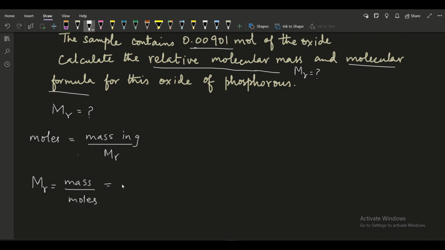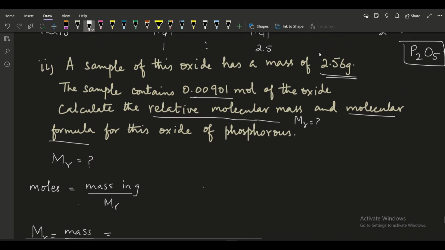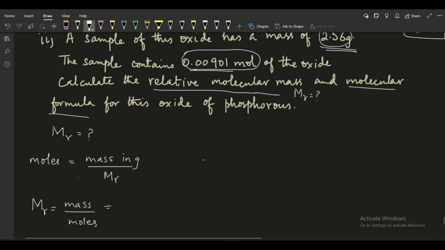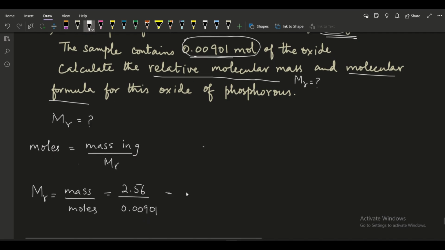Now let's move back to the question. What is the mass they have given in the question? It is 2.56. And what is the number of moles given over here? The moles are also given there. We'll just put in the values. Mass was 2.56 and the moles are 0.00901. Divide it and you will get the answer 284. So the value of MR is 284.